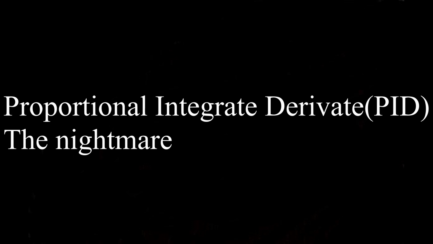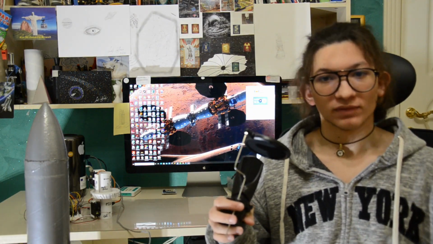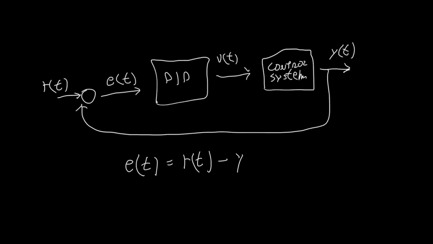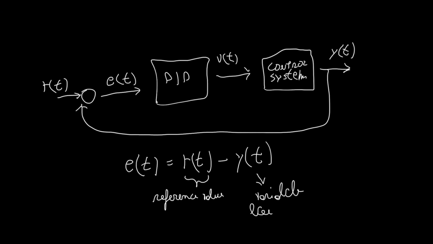Now let's talk about the PID, the proportional integral derivative. Okay, there is a lot to say here, as the whole rocket control system is based on it. The PID is a control algorithm that is used to stabilize the system thanks to some parameters. From a mathematical point of view, the PID is a dynamic system that processes the error signal, which is equal to the difference between the reference value and the variable being controlled.